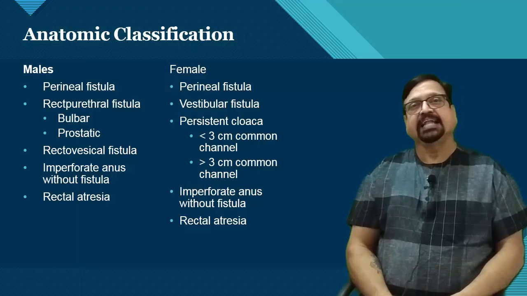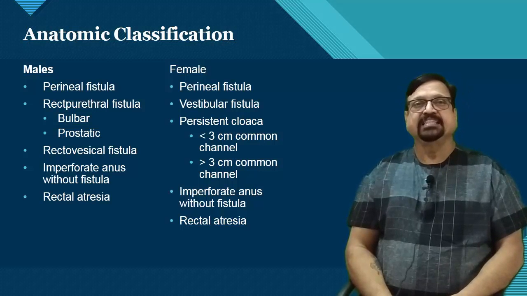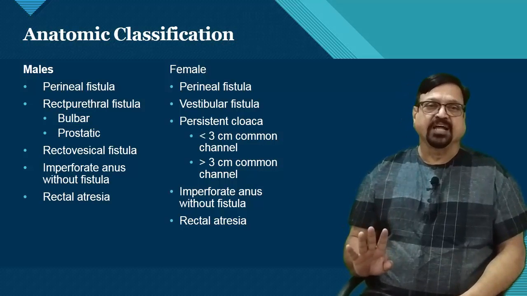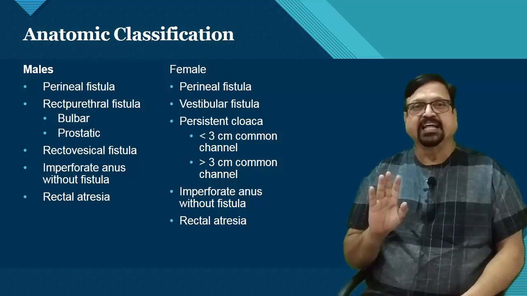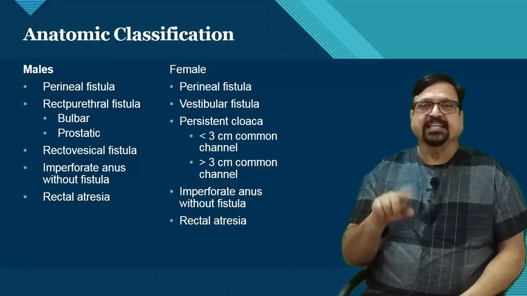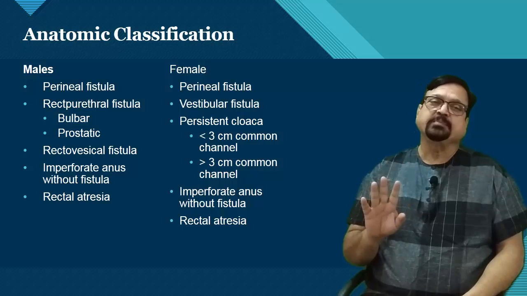Now, this is the anatomical classification. The anatomical classification is comparatively easy. What it says is, in males there can be a perineal fistula. Then there can be a recto-urethral fistula. So the rectum can go into the urethra, either in the bulbar urethra or in the prostatic urethra.